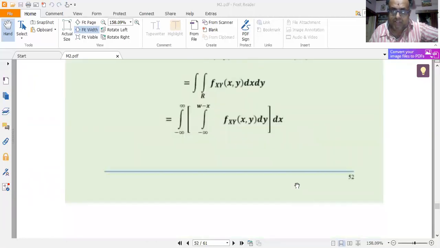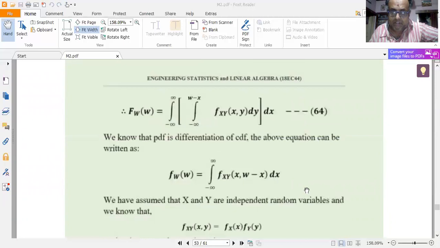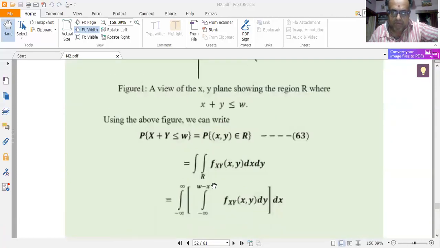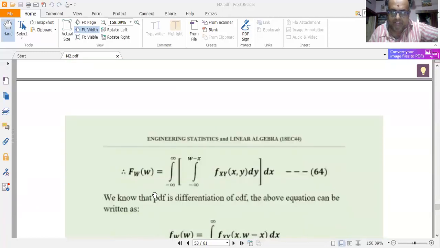Okay, so call this equation 64. He has repeated it, so call it equation 64. Now we know that the PDF is obtained by differentiating the CDF, right? The above equation can also be written as follows. This is the CDF that I have obtained.